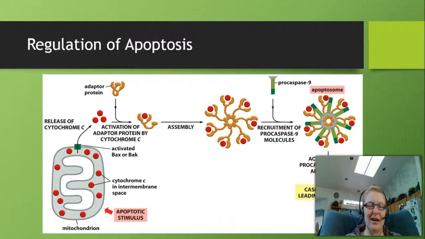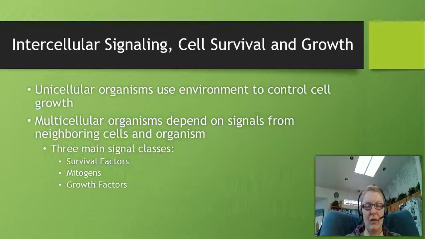But if the signals are stopped before cytochrome C is released from the mitochondria, none of this will happen. The cell will not undergo apoptosis. So this whole family is important because the Bax signals that you see here on the mitochondria, activating the release of cytochrome C, are also members of the BCL2 family. So it's two sides of one coin as to whether or not this is activated.